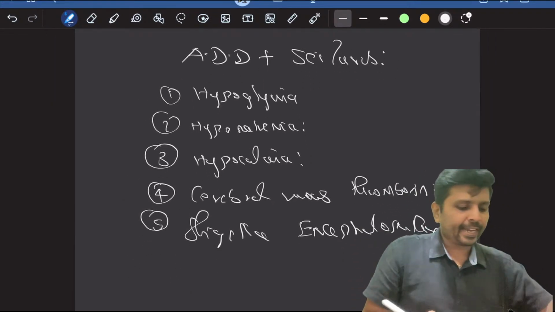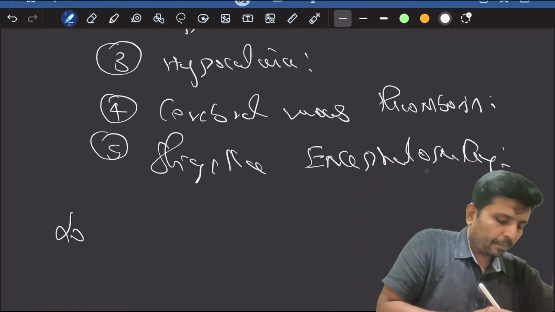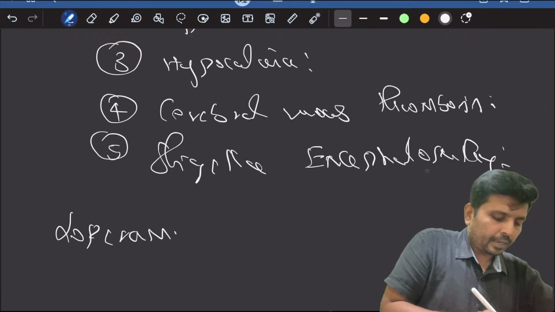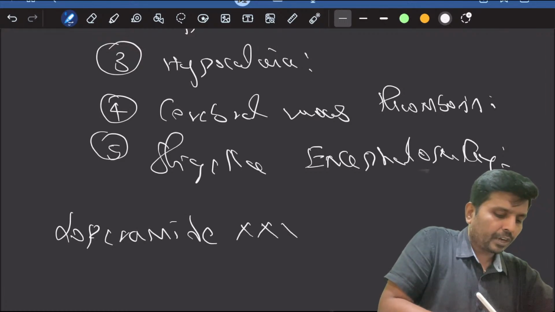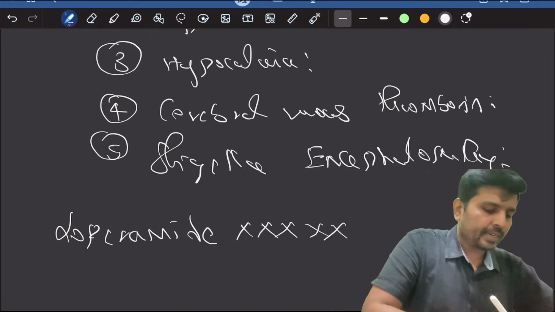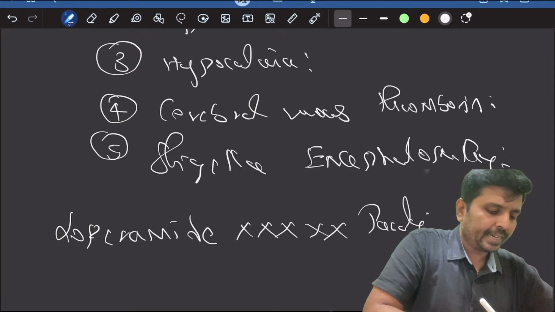Okay. Is there any role for loperamide? It is avoided, contraindicated, because it can produce paralytic ileus.